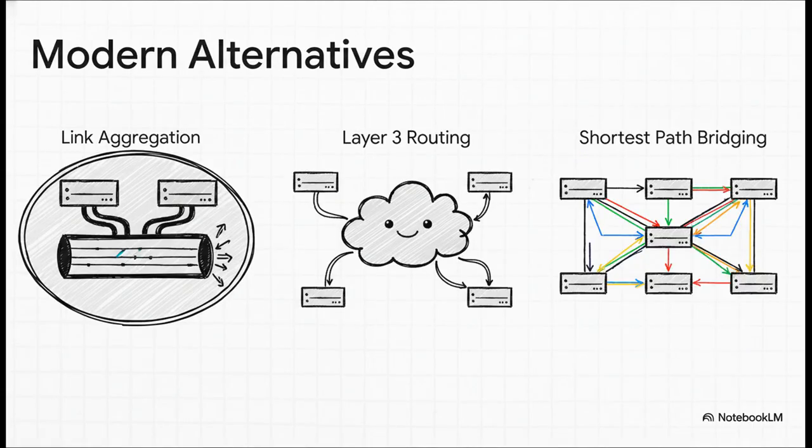And these disadvantages, of course, led to new technologies. Things like link aggregation let you bundle multiple cables into one giant logical connection, so you can use all the bandwidth all the time. Other designs just handle redundancy at a higher network layer using IP routing, which is inherently loop-free by its very nature. And then you have newer protocols like shortest path bridging, designed from the ground up to use every available path, completely eliminating the need to block links at all.